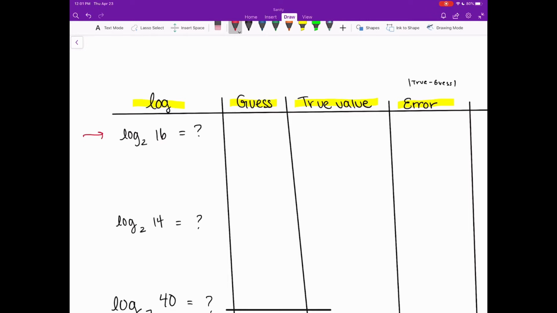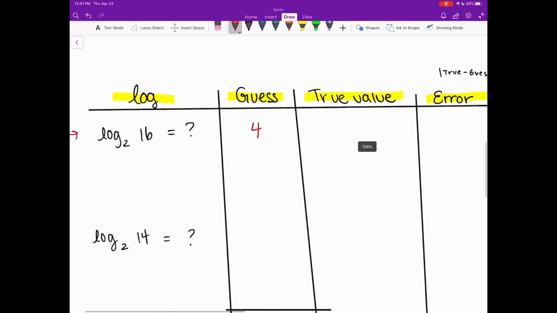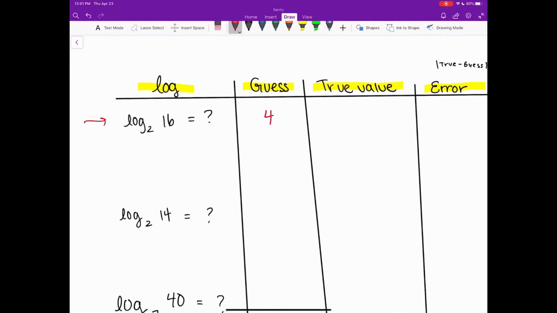So I have this log base 2 of 16 equals what? I'm going to make a guess. Okay, my guess is 4 because I already have it memorized. I know 2 to the 4th power is 16, so my guess is 4. And to use the change of base formula, I'm going to pick a new base of 10 and say, okay, log base 10 of 16 divided by log base 10 of 2, that original base. If you plug that into your calculator, it is going to give you 4.